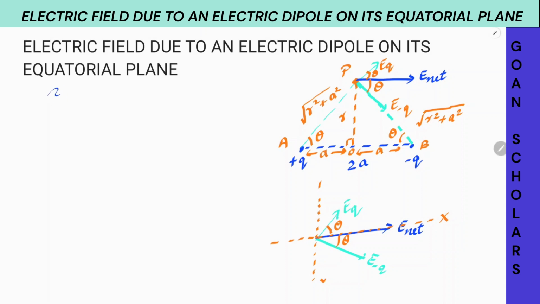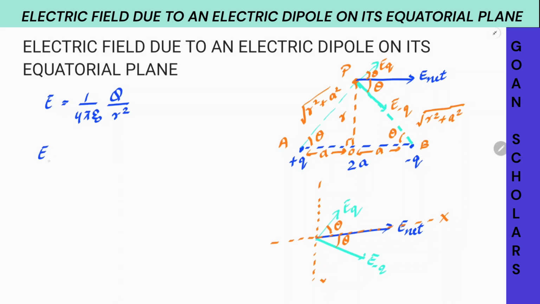So first of all, let me remind you, the electric field of any charge is given by K, where K is 1 by 4 pi epsilon naught, times the charge q upon r square, where r is the separation between the point at which you are finding the field and where the charge is kept. So let's use this relation and find the electric field due to plus q and minus q.